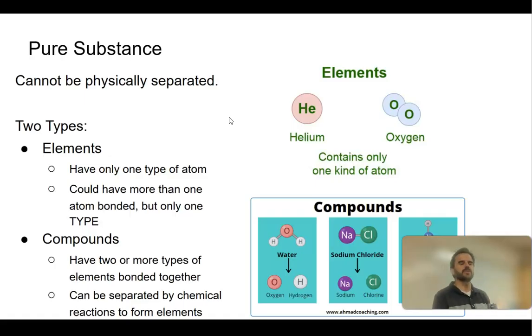Pure substances are substances that cannot be physically separated, and when we say physically separated, what we mean is separated by something that doesn't require a chemical reaction. For example, a physical separation would be if we took water that has salt in it, so we've got salt water, and if we evaporate off the water, evaporation is a physical process, so we could separate the water from the salt without any chemical reaction. That means salt water is a mixture.